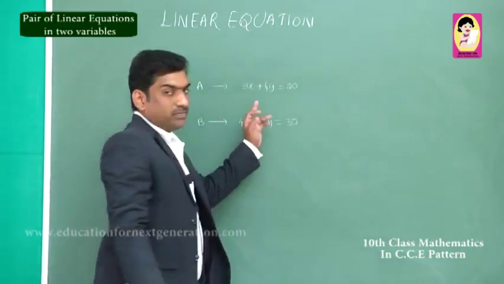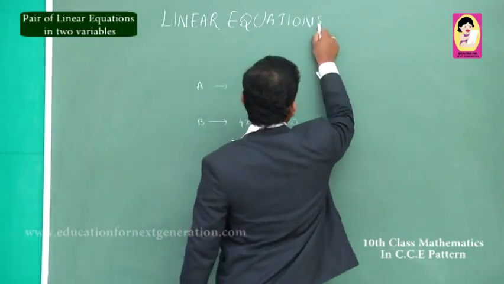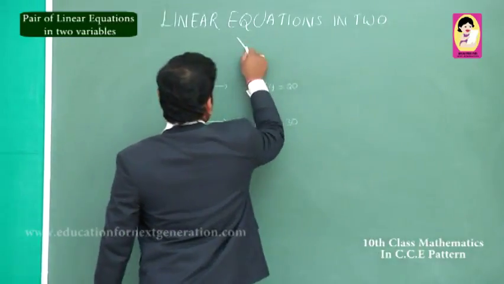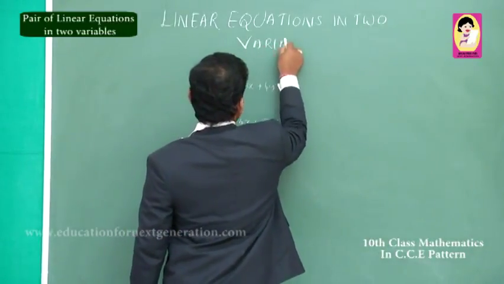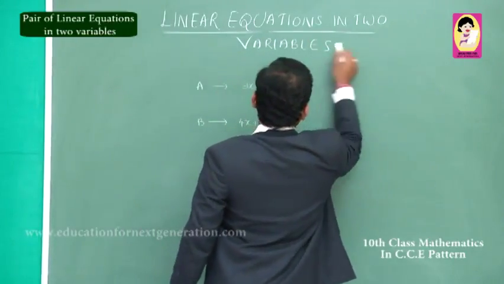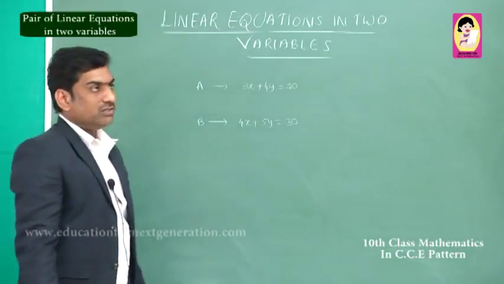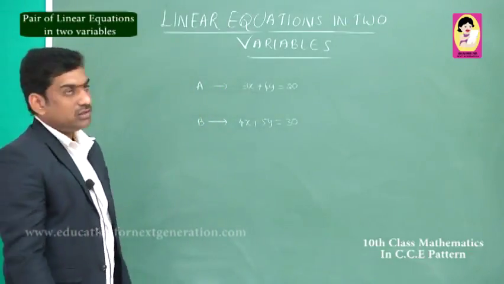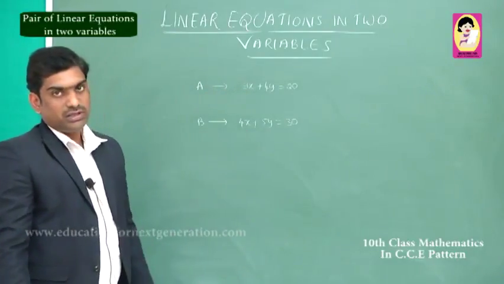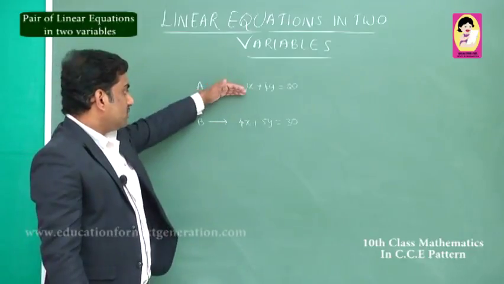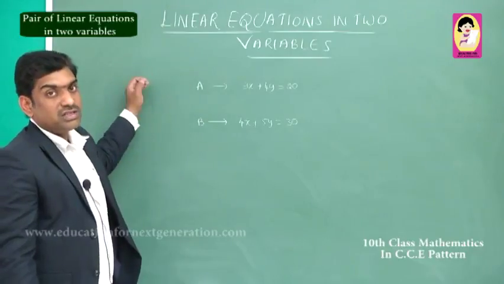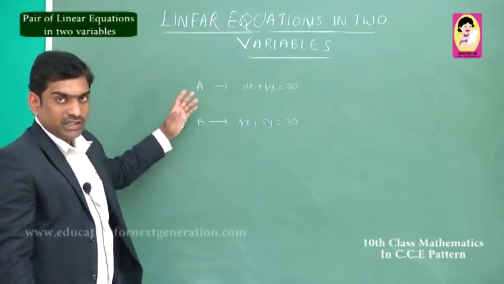How many variables are there here? Two variables are there. So, linear equations in two variables. This is our chapter name, and this is our present topic. What do we learn in this topic? We will take equations like 3x plus 4y equal to 20 and 4x plus 5y equal to 30, and check whether these two equations have a solution or not. Then, if they have a solution, in how many ways can we solve these two equations? That's all we will learn here.